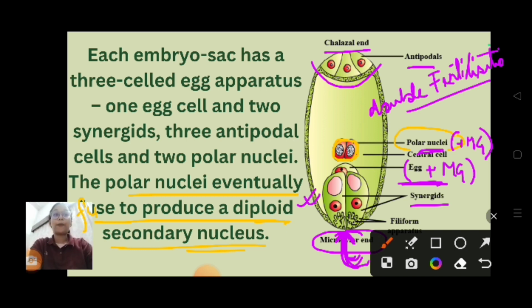Is it clear? Here double fertilization is occurring. 2 male gametes are involved. One is fusing with the egg cell, and one is fusing with the polar nuclei. Is it clear?